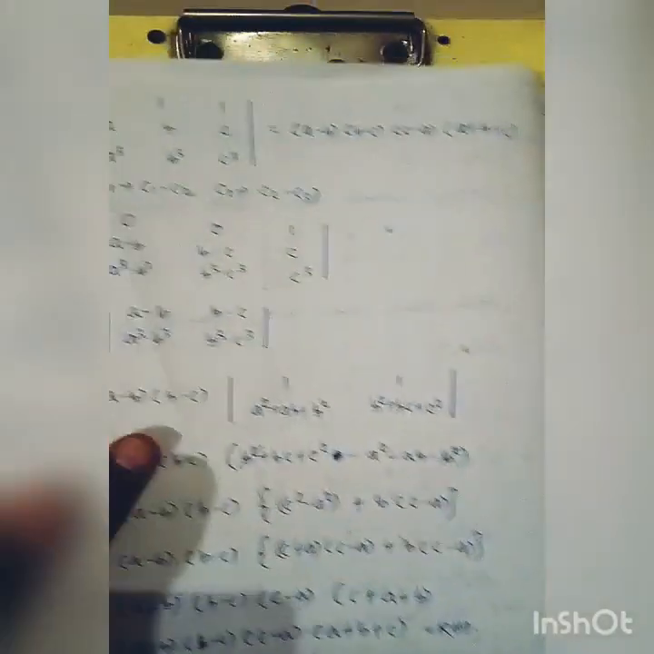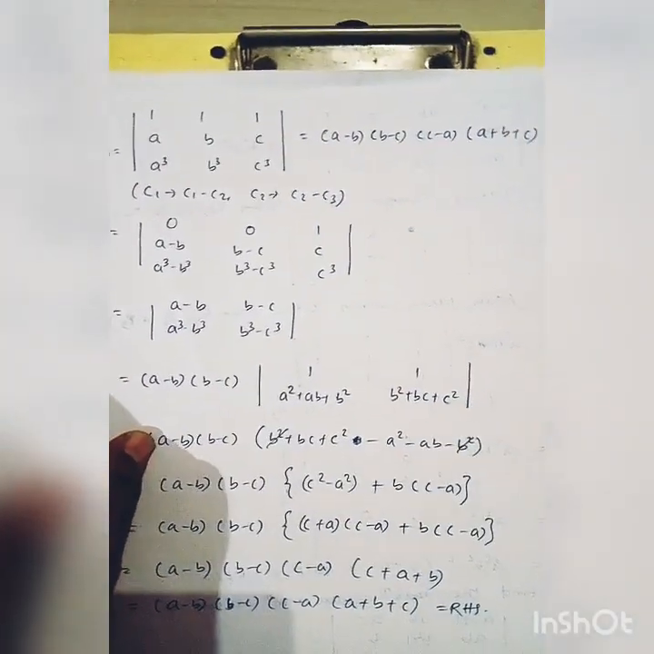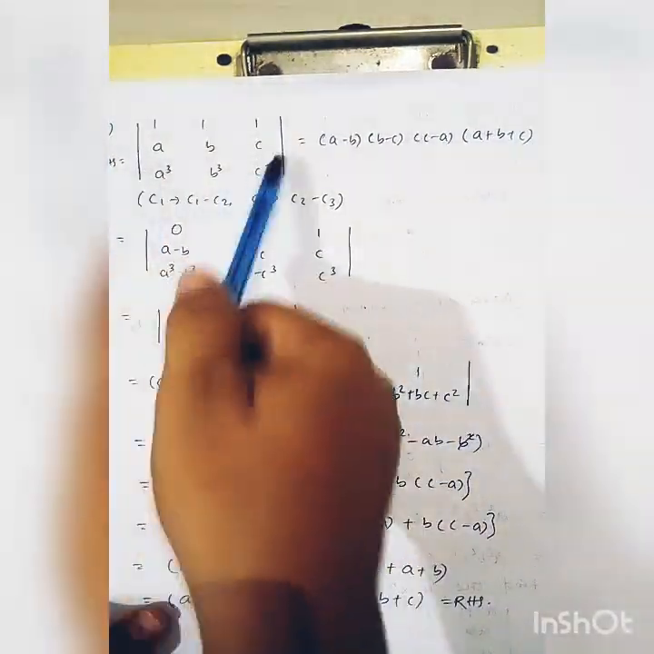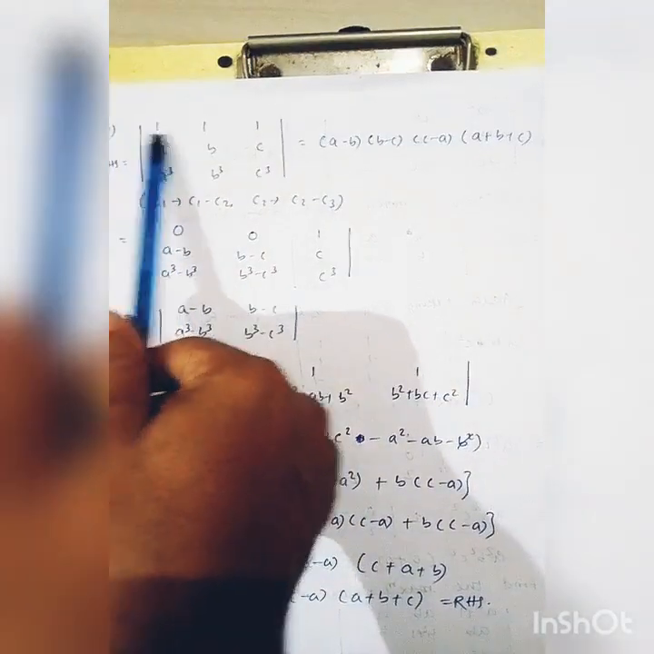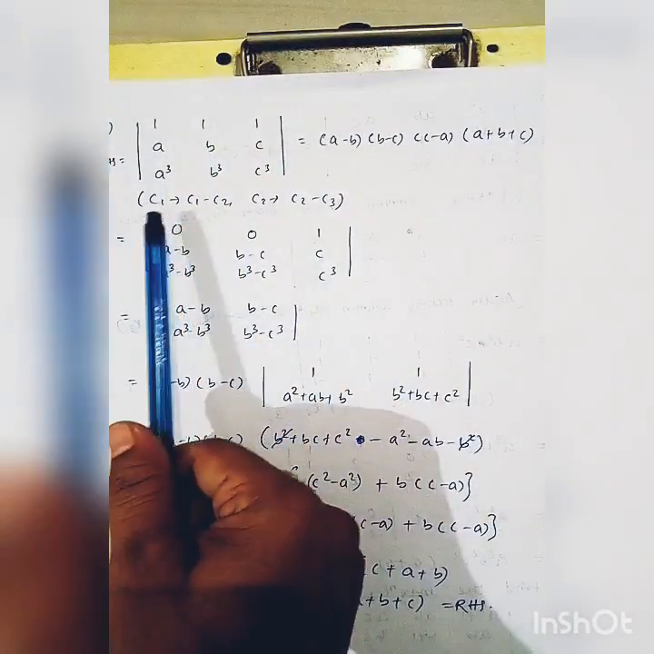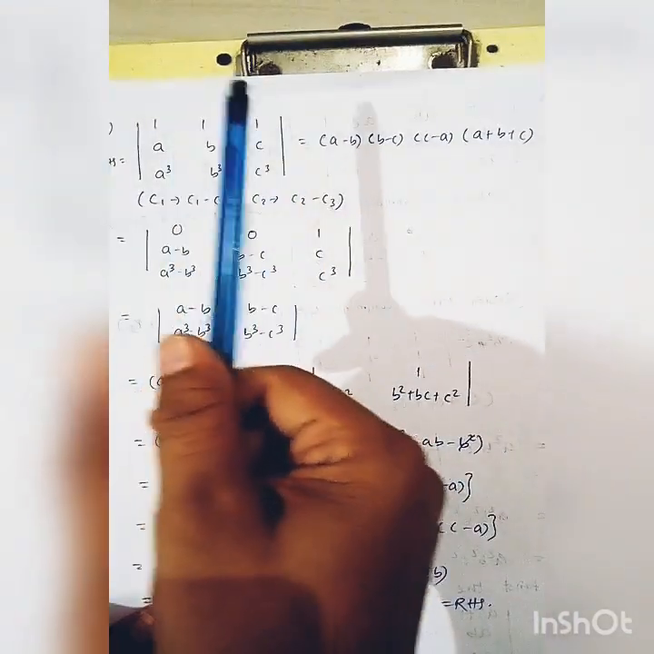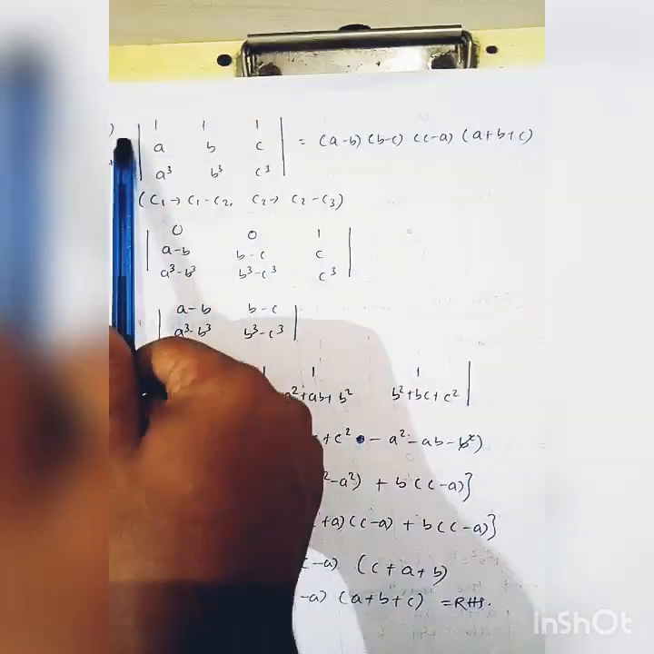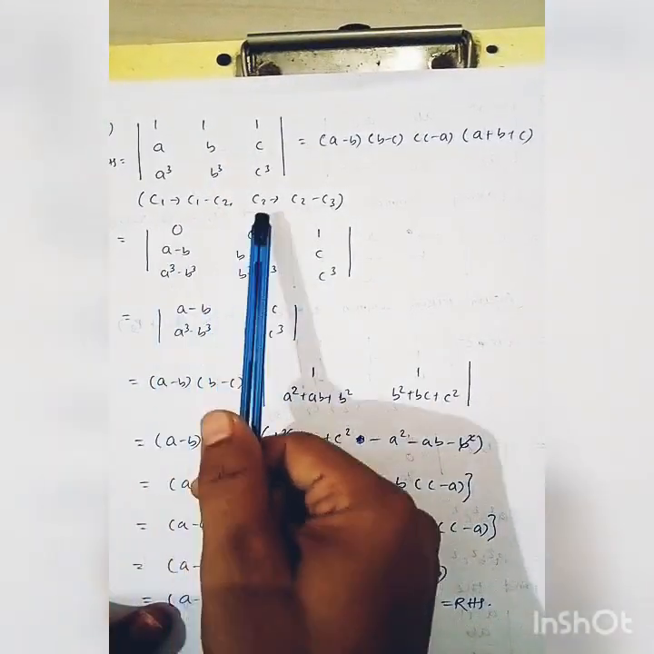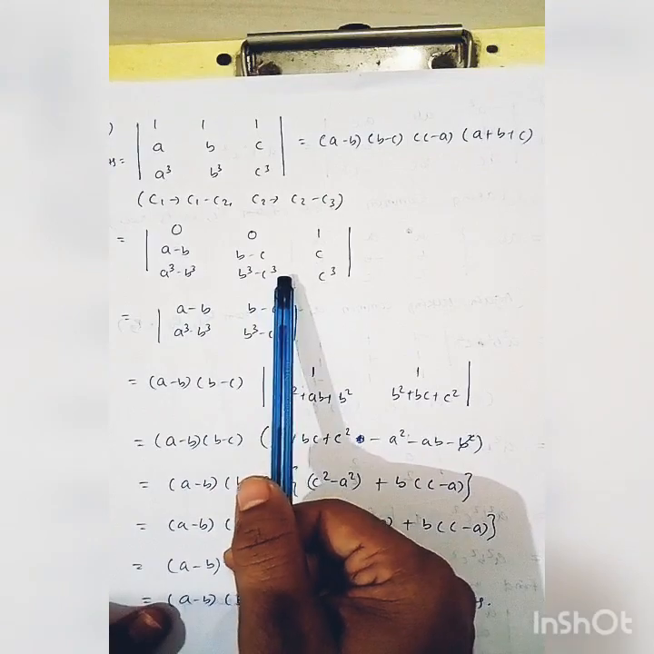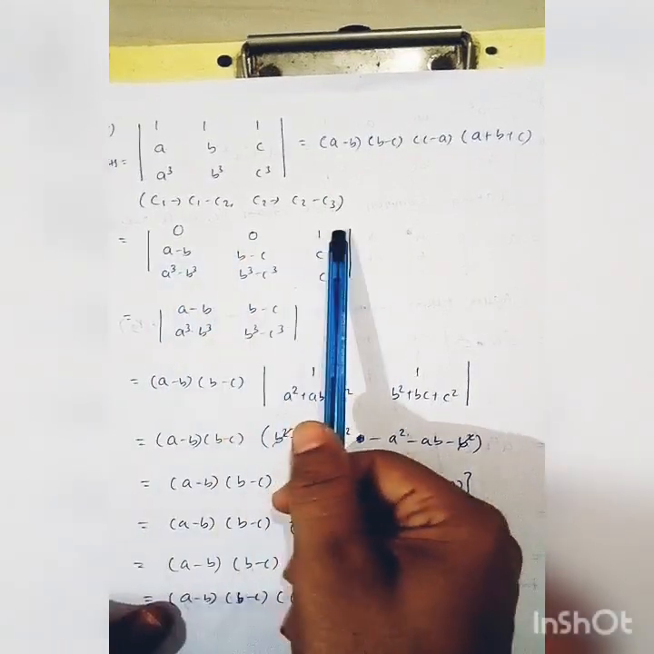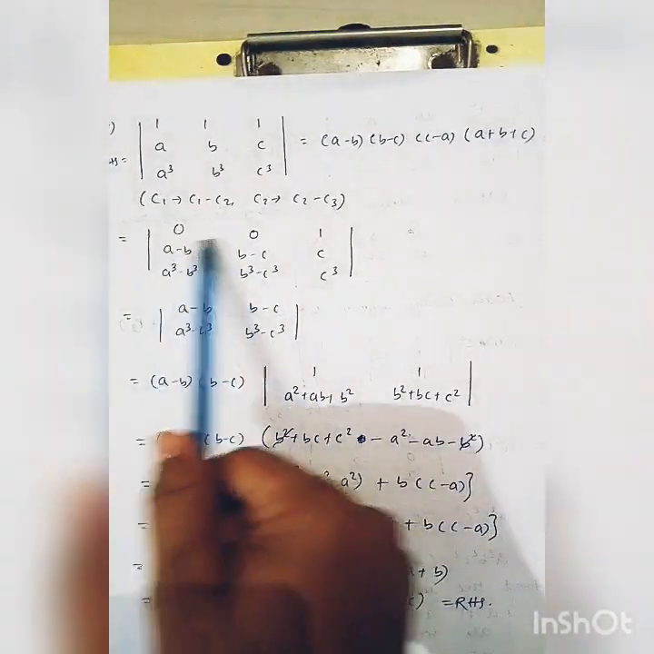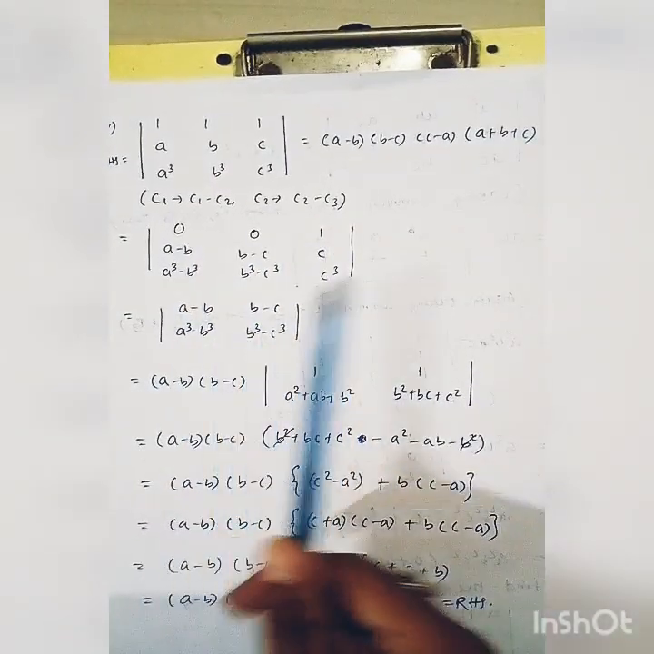Another question. Prove that the determinant of this is equal to this. As in this question, every element of the first row is identical, so use the property column 1 minus column 2, column 2 minus column 3, to reduce two elements to 0, reduce this and this element to 0. By using this, 1 minus 1, 0, a minus b, a cube minus b cube, 0, b minus c, b cube minus c cube. Again expanding in row 1, it reduces to a determinant of order 2, that is by deleting the first row and third column we get this.